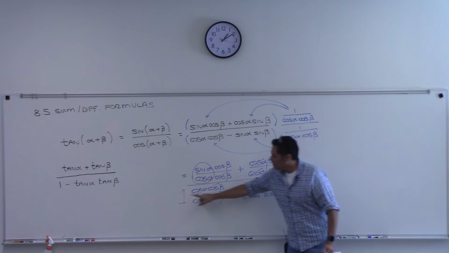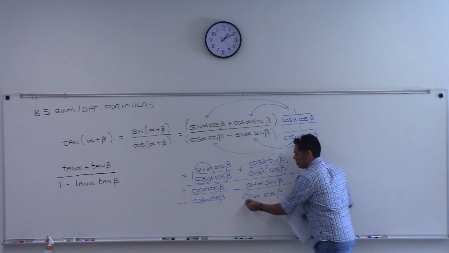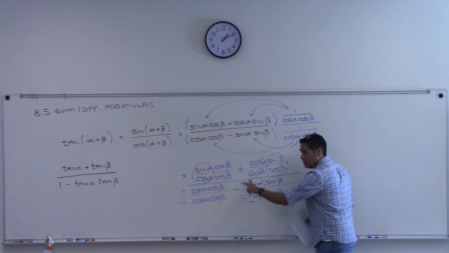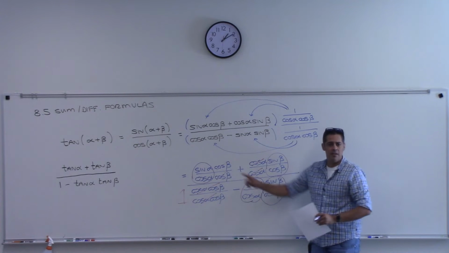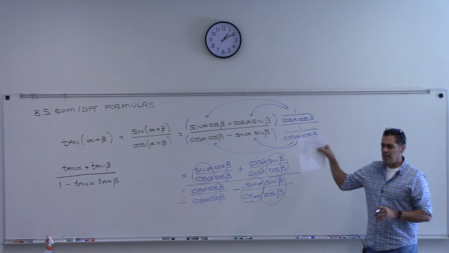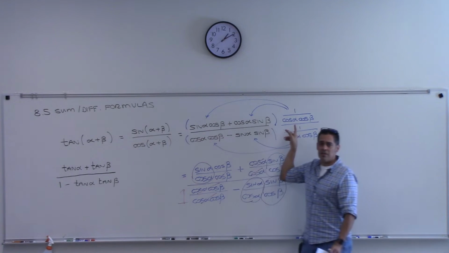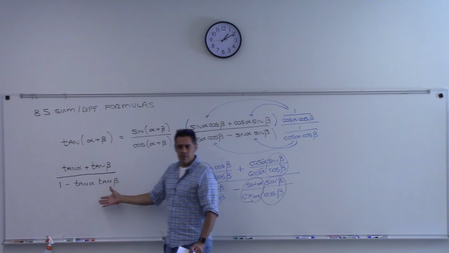So this bottom left becomes a 1, right? That's the bottom left over there. And then over here, we're left with sine alpha over cosine alpha, which is tangent alpha. And then sine beta over cosine beta, which is tangent beta. All I'm showing you here is that this formula comes from doing these two formulas from last class, simplifying it or changing it, and making it look like this. Okay?